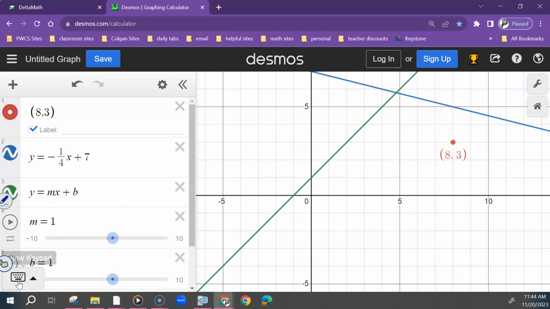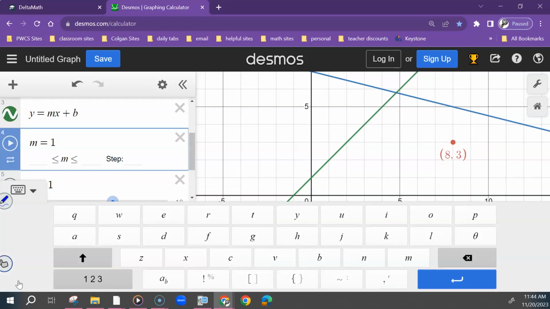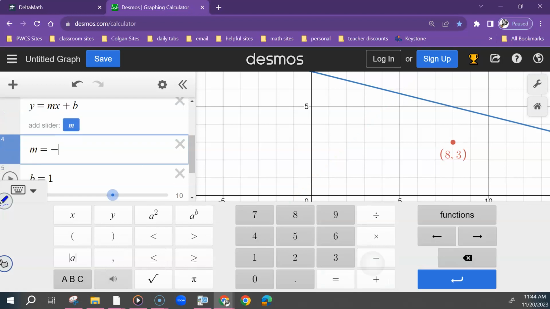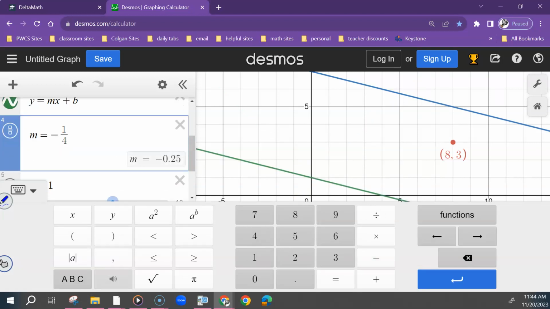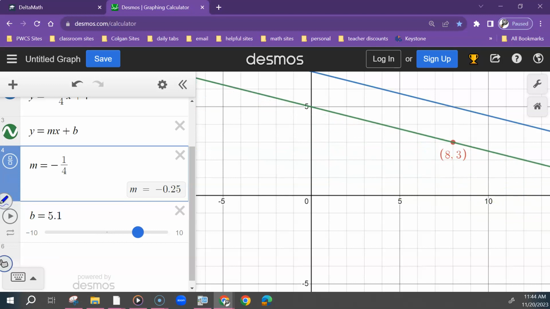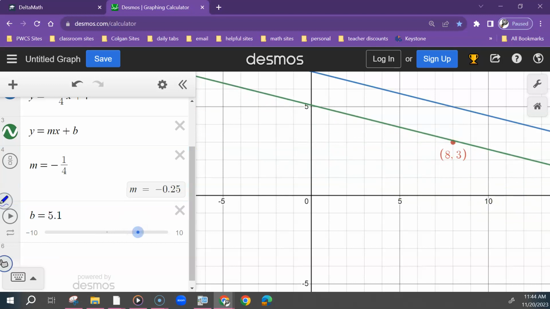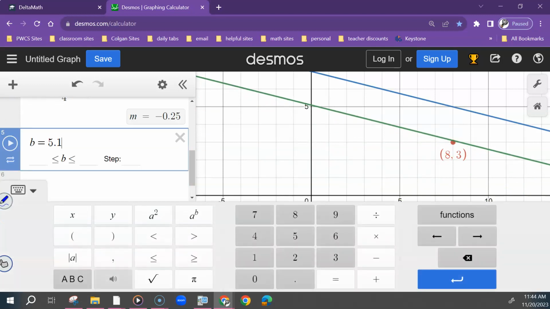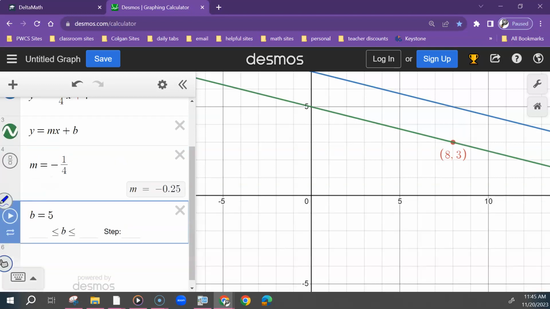Now, if we need an equation that is parallel, what would our slope be? Negative 1/4. So change your m to negative 1/4. And then we're going to move our b slider until it goes through that point 8, 3. Oh, so close. 5. Yes.